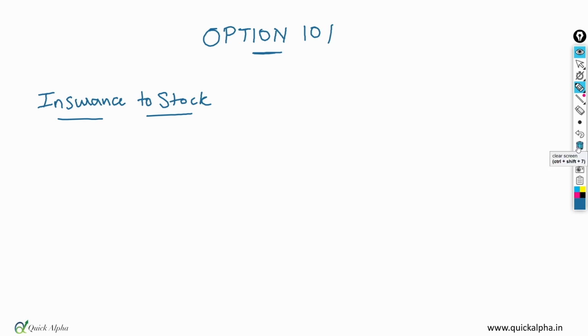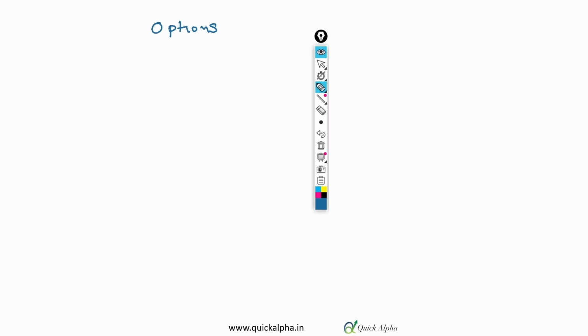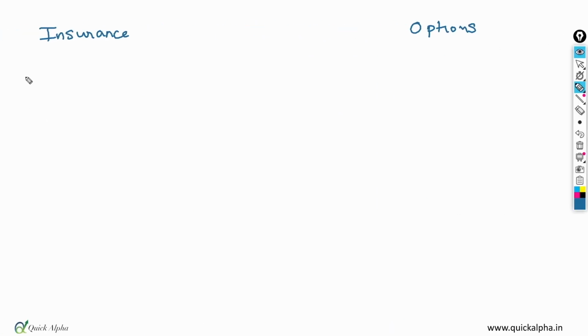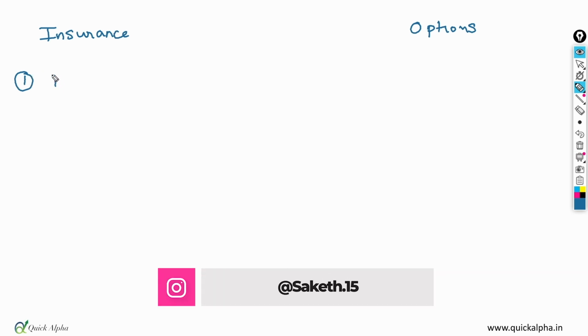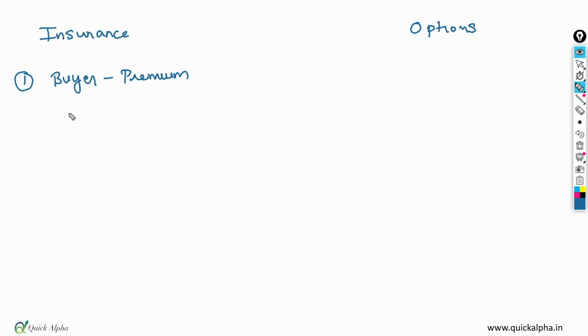Now we will try to understand how exactly options are similar to insurance, for which we also have to understand the key characteristics of an insurance contract, and later we are going to compare that with options. The first characteristic is that there is an insurance buyer and seller in this contract. The buyer is more or less us, who pays a premium for the insurance, and the seller will most likely be an insurance company, who receives the premium.